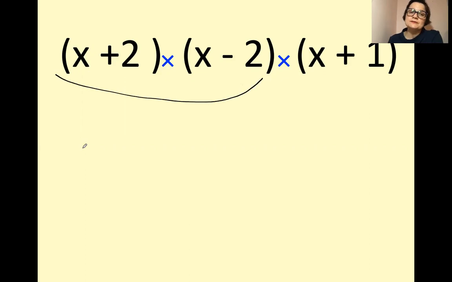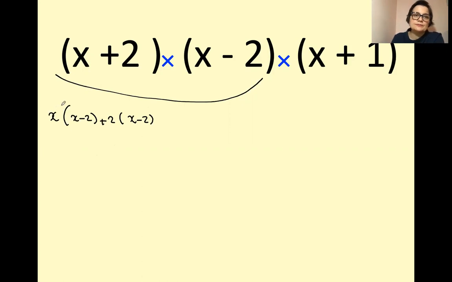If you watched my first video, when you multiply two single brackets, this is how I write it: the first term of the first bracket, so x, multiplies the second bracket, x minus 2. And then plus 2 is a plus 2. If it's a minus 2, then put minus 2, but here we have plus 2. Plus 2 multiplies the second bracket, x minus 2. And then let's continue.